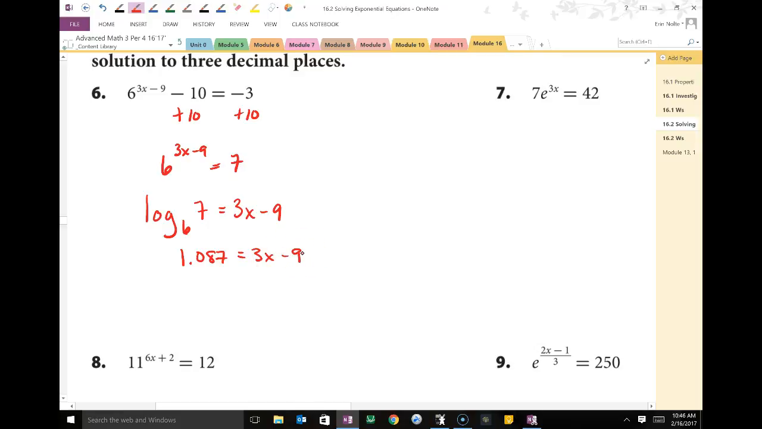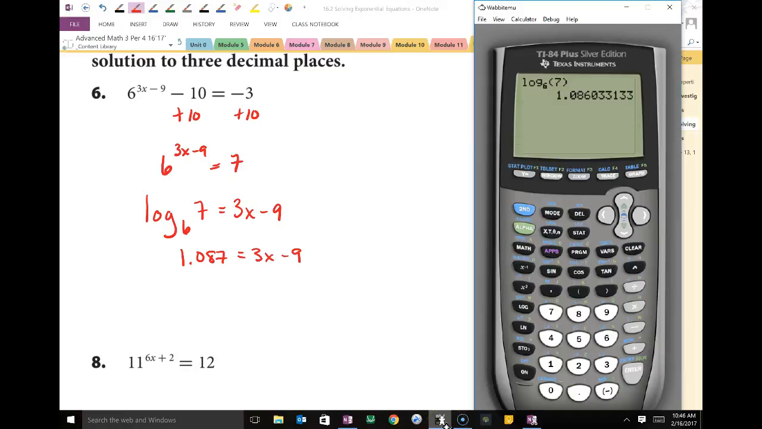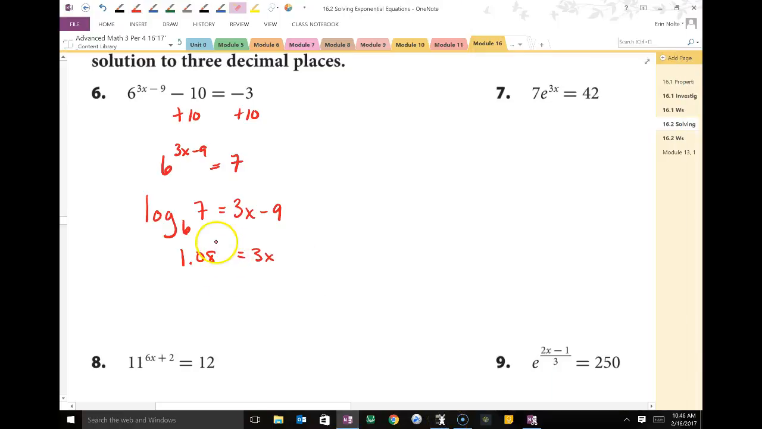So how would you go about solving this? What? Is it not 87? Good question. So yeah, we add the 9. That's 10.086. And then what? Then divide by 3. So I'll let you guys tell me what that is. What's that number divided by 3?